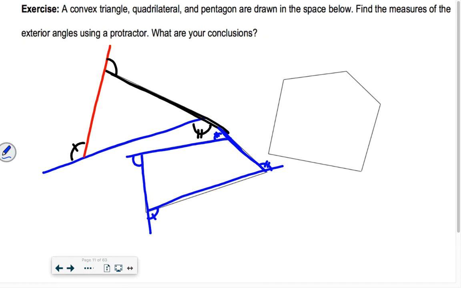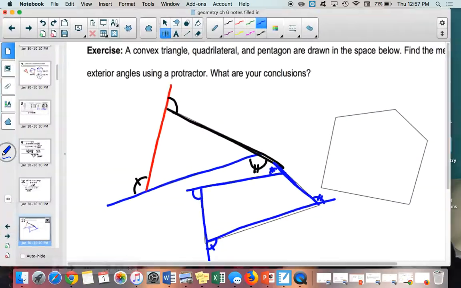And then what I want you guys to do is find all of the exterior angles. So this table, you find the triangles. This back table, you find the quadrilateral exterior angles. And these two tables, I want you to find the pentagon. So you're going to find all 5 angles. All right, so I'm going to pause.